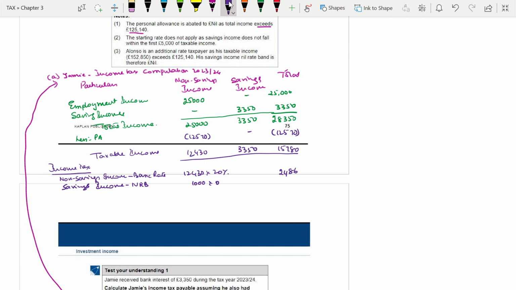You have to write that. I told you before also, for 0 also they will give you marks. Next, savings income. How much savings income do you get? Total is 3,350. 3,350 minus 1,000 comes to 2,350 times 20%. How much? 470.